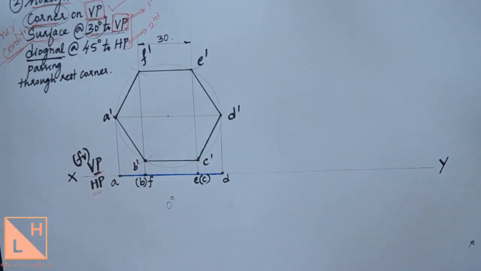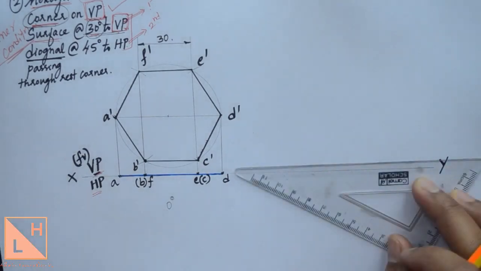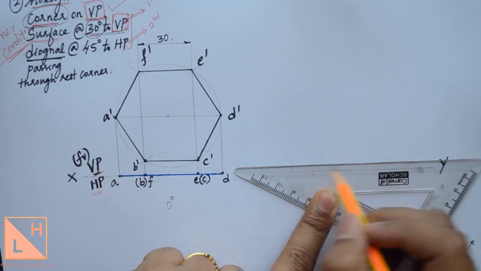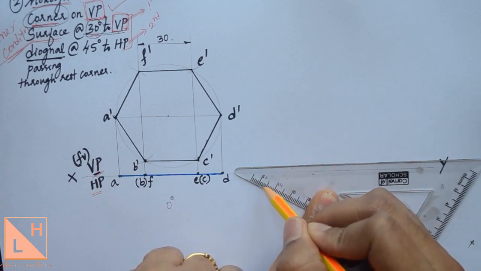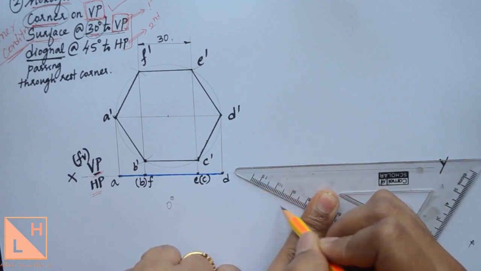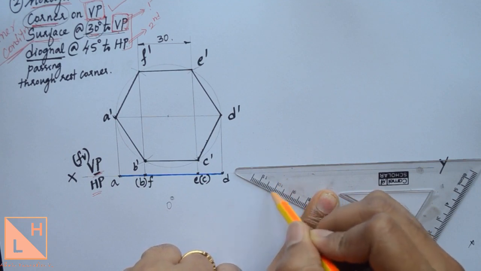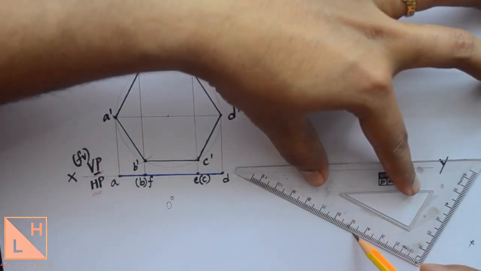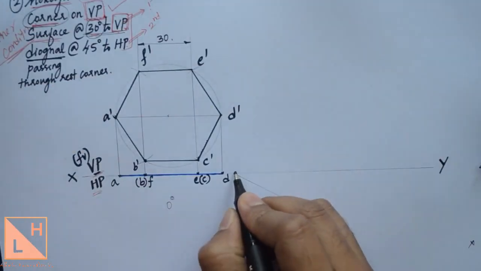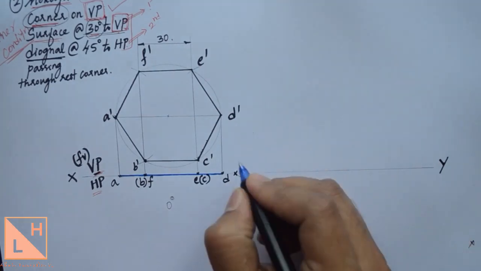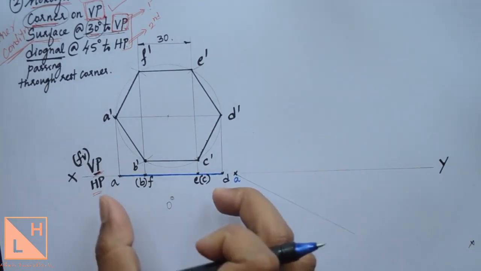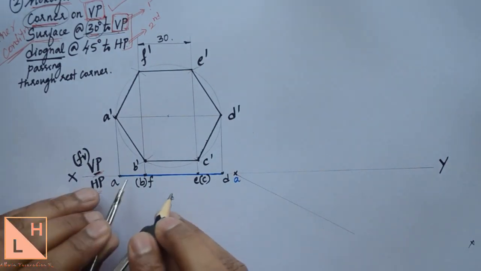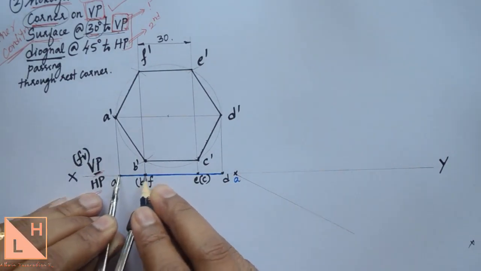To draw a 30 degree line, I am going to use a set square. You can hold the set square parallel to the XY line so that this edge is parallel to the XY line. This corner will give you 30 degrees. So I have held the 30 degree edge so that if I draw a line here, I am going to get 30 degrees with respect to the XY line. This point will be the new point called A. From here, the same length you need to project it over here. For that you are going to use the arc method. You can take the distances from point to point.